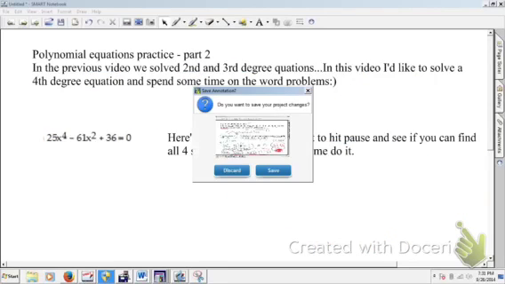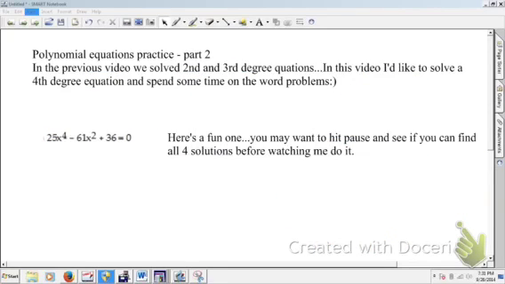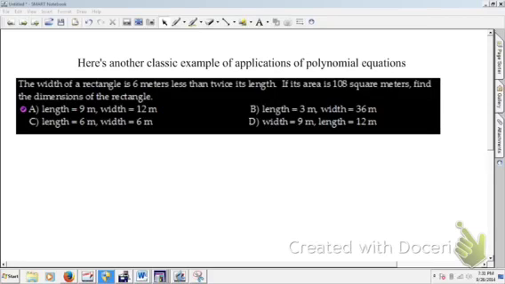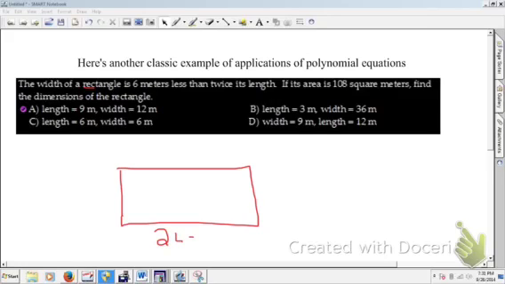Life wouldn't be complete without a word problem, right? Here we go. Here's a good one for you. Obviously I have the answer pasted there, but the width of a rectangle, and as soon as I see the word rectangle, I'm going to draw it. The width of the rectangle is 6 meters less than twice the length.